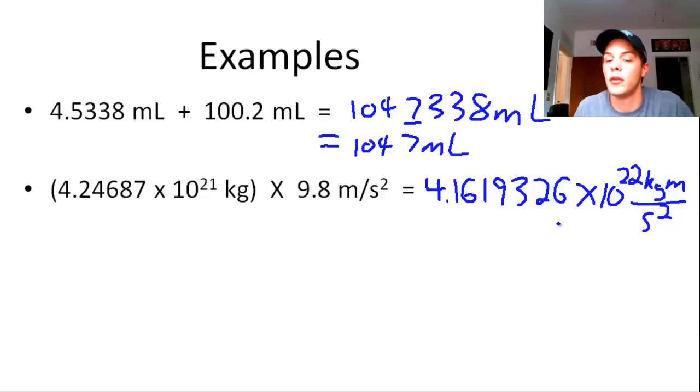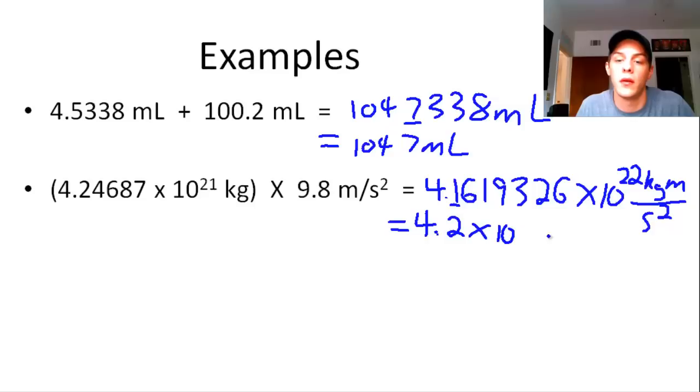We're only going to keep some of it, and the way that we do that, again, with multiplication and division, is we go by the fewest number of significant figures. The number on the left here has 1, 2, 3, 4, 5, 6 sig figs, and the number on the right has much fewer. It only has 2 sig figs. Therefore, our final number is going to have 2 sig figs, so it will be 4 point, we're going to round this guy up because 6 is greater than halfway there, so this is going to be 4.2 times 10 to the 22nd kilograms times meters per second squared.